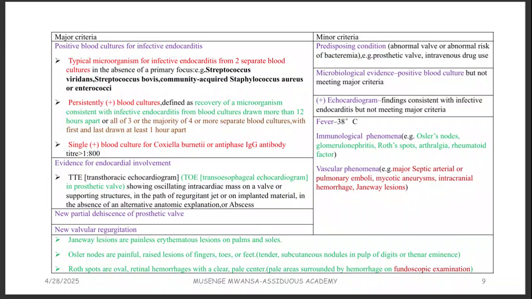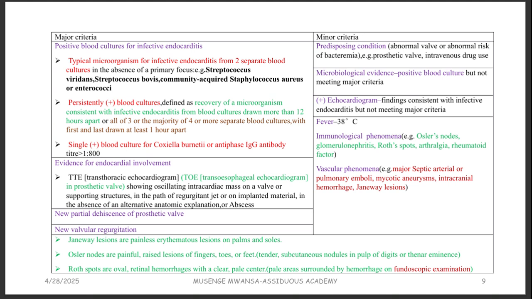So you need to know this one. What are the major criteria? Number one, you need a positive blood culture for infective endocarditis. There are three things that you do to say that this is a positive blood culture, which falls under major criteria. Number one is typical microorganisms for infective endocarditis obtained from at least two separate cultures.